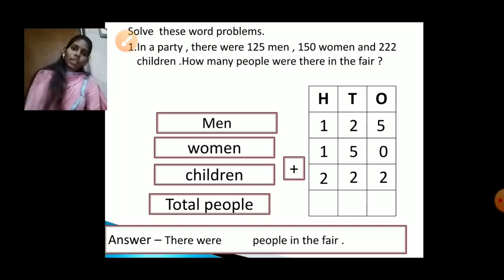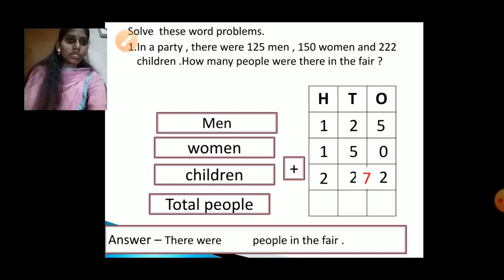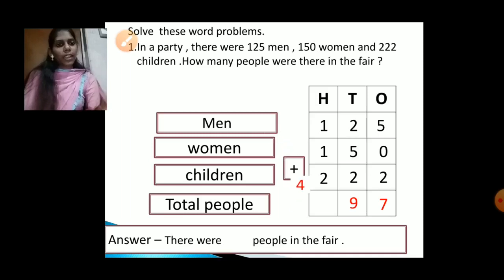Okay, so now add. 5 plus 0 is 5 and then 5 plus 2 is 7. So 7 we will write under the ones place. Correct? Now next is 5 plus 2 is 7 and 7 plus 2 is 9. So 9 we will write under the tens place and next at 100 place 1 plus 1 is 2 and 2 plus 2 is 4.